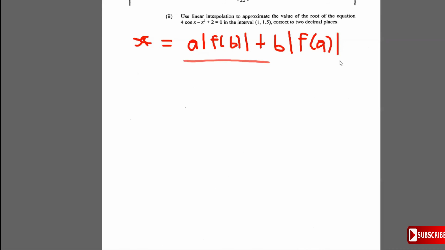Now this question says, use linear interpolation to approximate the value of the root of the equation 4 cos x minus x cubed plus 2 equals 0 on the interval 1 to 1.5, correct to 2 decimal places. Now the approximation of the root using linear interpolation is x is equal to a times the modulus of f of b plus b times the modulus of f of a, over the modulus of f of a plus the modulus of f of b. This is the formula for linear interpolation.